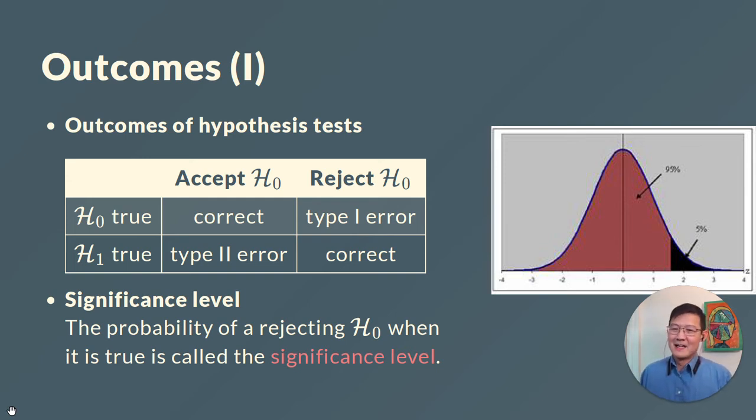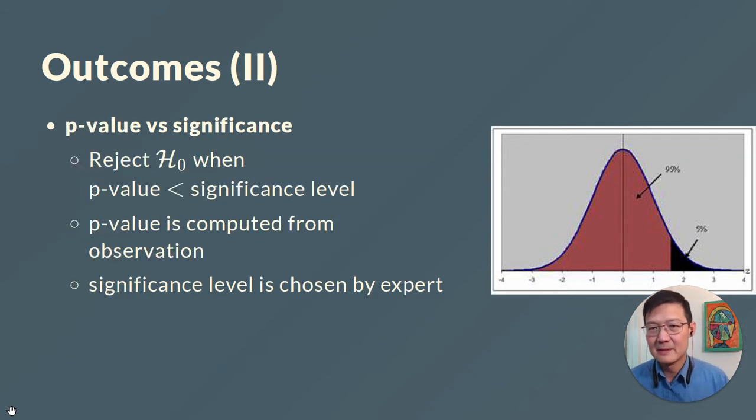The level that you choose is called the significance level, and this is often chosen to be 0.05. This is worth belaboring a little while. The p-value is something you compute from your observation, and the significance level you choose a priori.